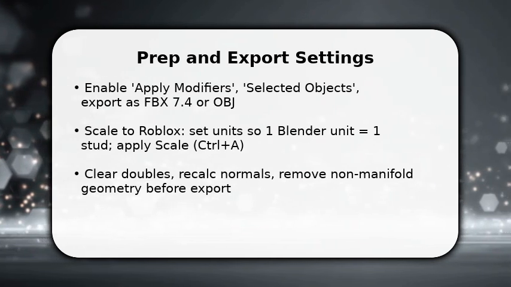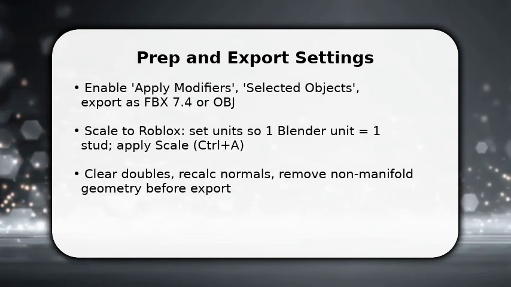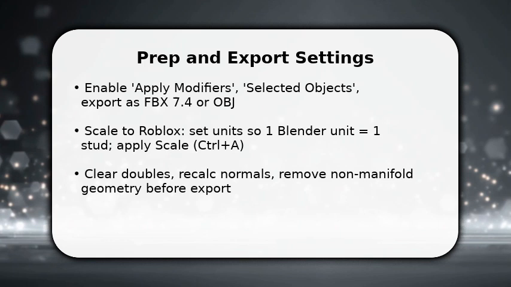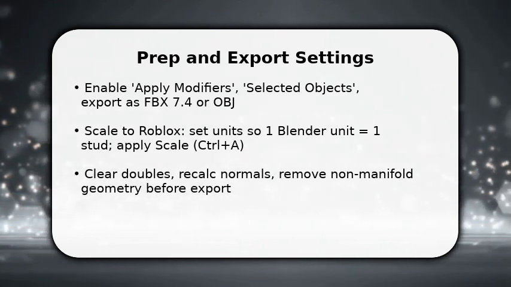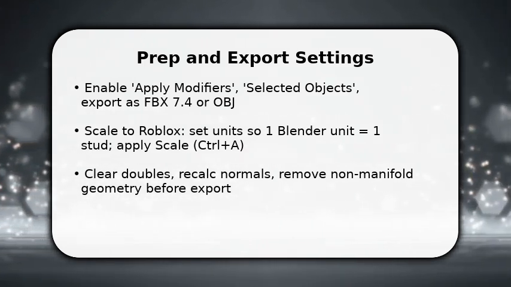Make sure you bake or link proper UVs. Roblox uses UVs for transparency masks. Export selected objects only. This avoids stray objects and hidden materials causing transparent artifacts.